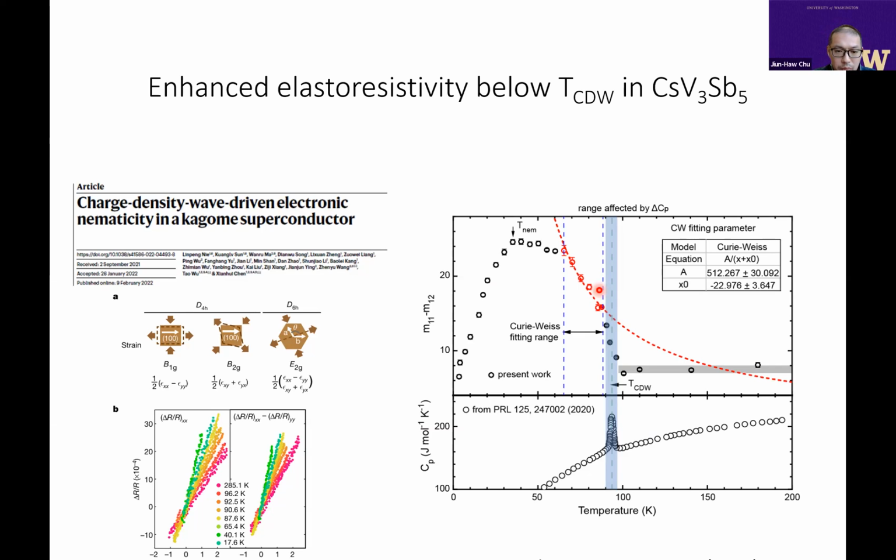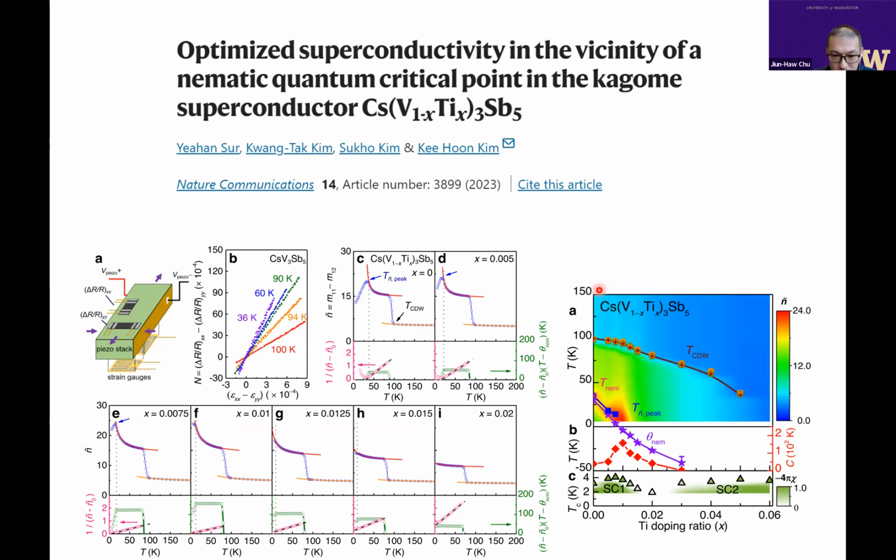Nevertheless, the Korean group that Peng-Chun mentioned at the beginning followed up on this work and continued the measurements. What they found, doing the same measurements and the same fitting, is an enhanced nematic susceptibility in the titanium-substituted cesium vanadium 3 antimony 5. The enhancement of the nematic susceptibility happens to coincide with the first superconducting dome, suggesting that maybe a similar scenario is happening here, similar to the iron-based superconductors, where nematic fluctuation is somehow responsible for or helping the superconducting pairing within the system.